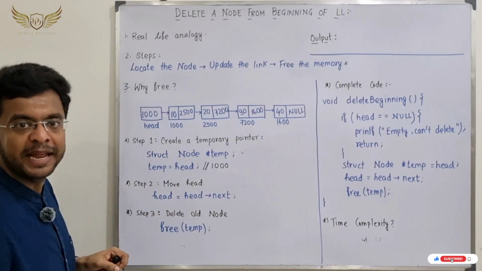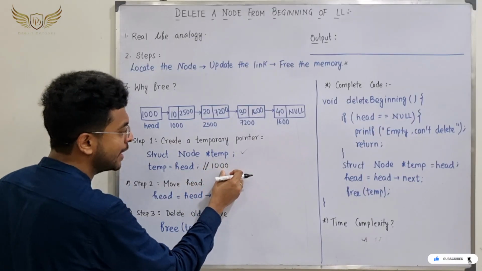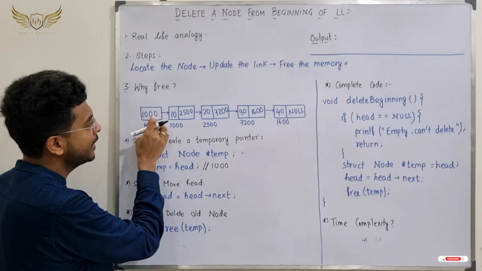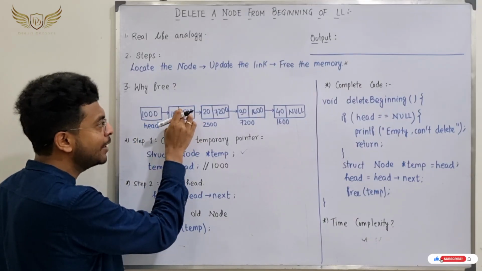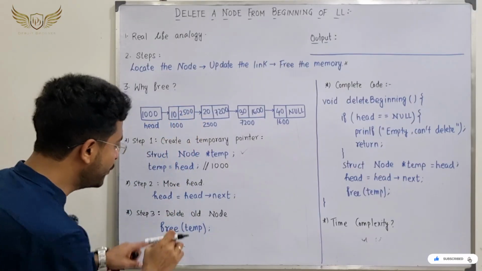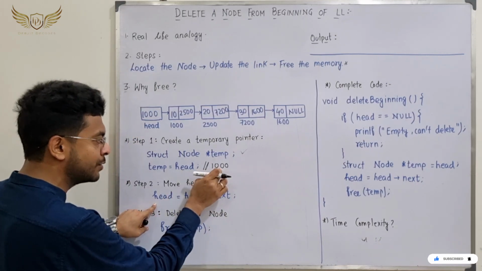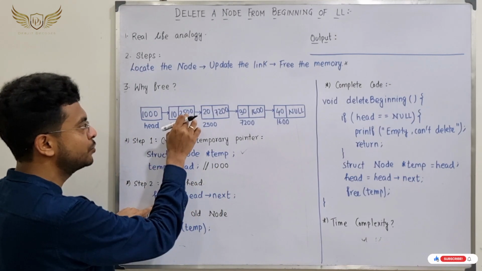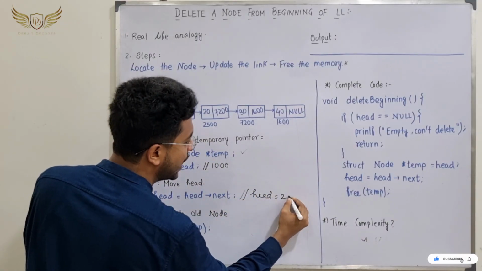Next is step 2: move head. That is the main step for deleting. Move head means what? Head is holding 1000. So we do head equals head arrow next. What is head arrow next? 1000 arrow next means go to the 1000 location and find out the next. So what is 1000 arrow next? 2500. So head was initially 1000, and now we are changing the value of head to head arrow next. So what is head arrow next? 2500. After this line, the head becomes 2500.